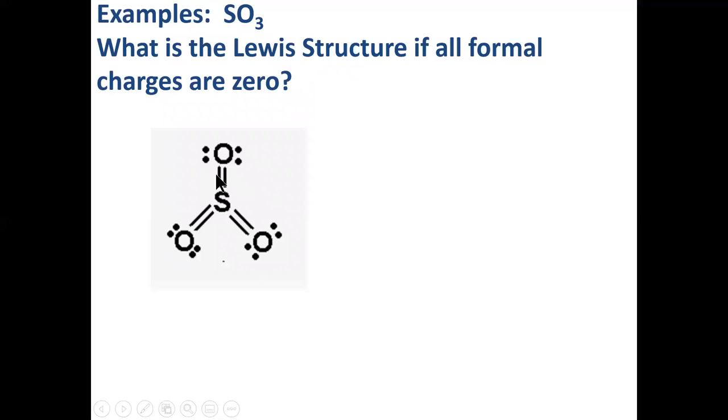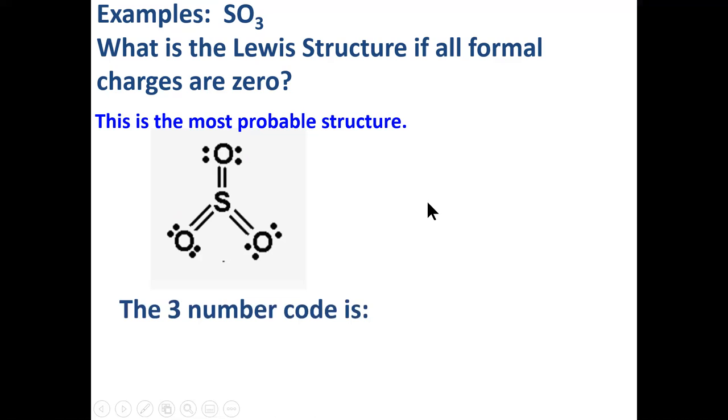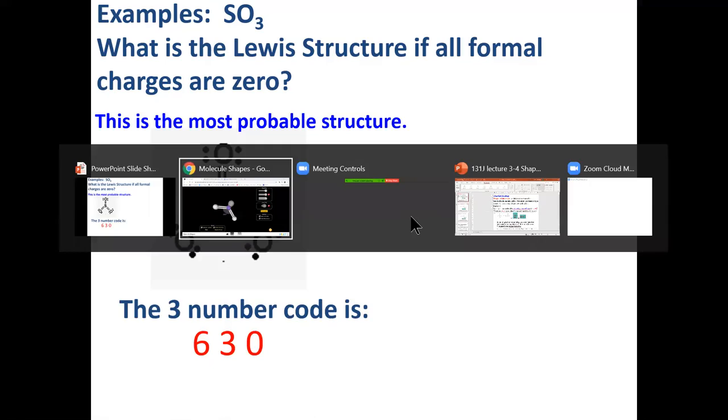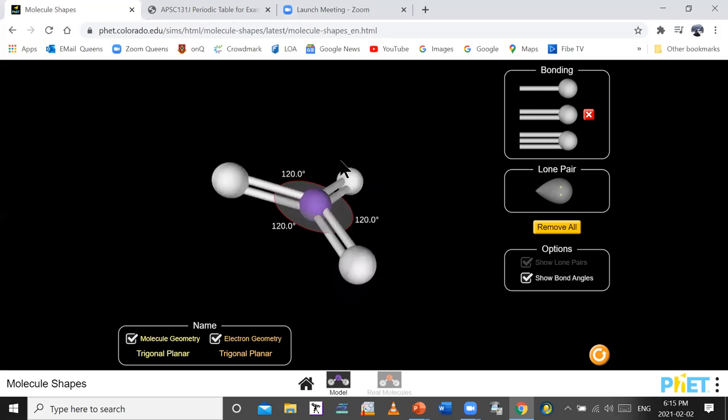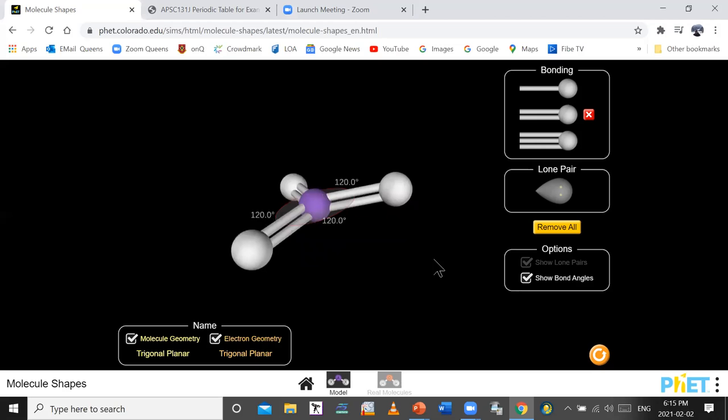So this one lowers the formal charges even further. So this is the most probable structure because of the lowering of formal charges all to 0. So the three number code here: 1, 2, 3, 4, 6 pairs of electrons around the center atom joined to three atoms with no unshared pairs. So if I was going to look at the shape in our PhET simulation on molecular shapes, we're going to take away that and put in another. We're going to look at that. So you can see better when you rotate this molecule, it is a trigonal planar shape. So SO3, trigonal planar.